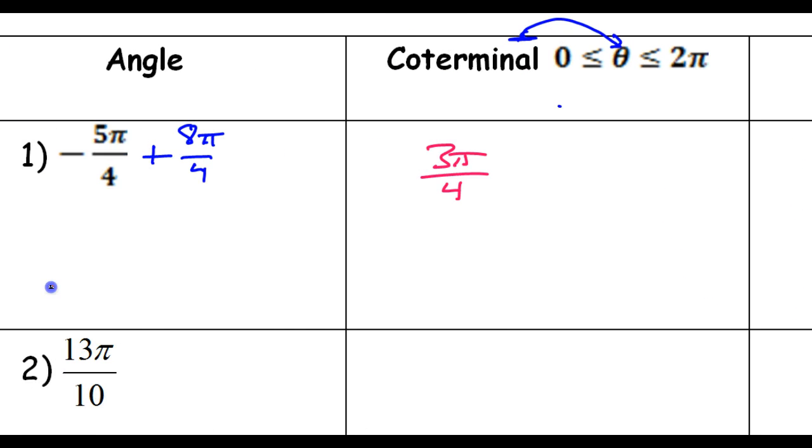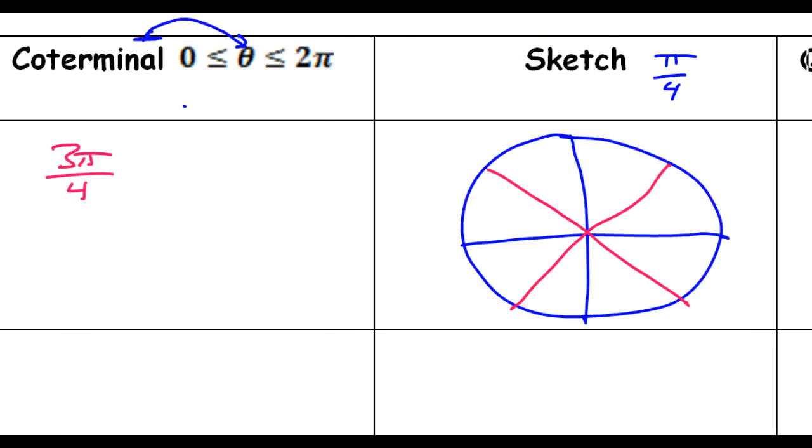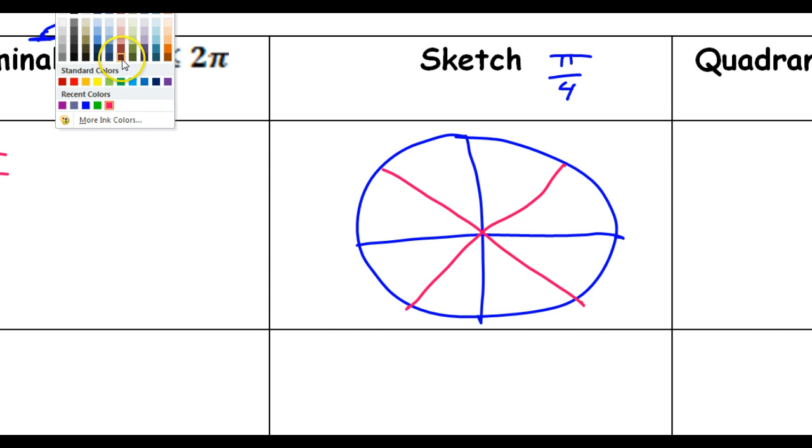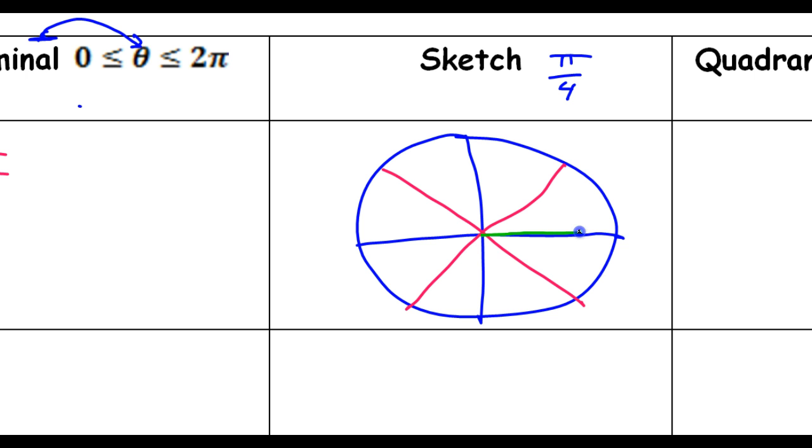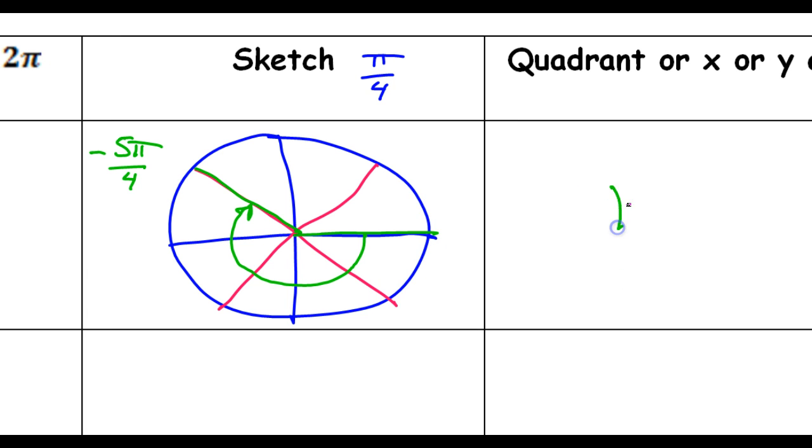So we are supposed to go negative 5 pi over 4. The negative direction is clockwise. So starting from the positive x-axis, if I go clockwise, I'm going negative pi over 4. So this is negative 1, 2, 3, 4, 5. So this would be a picture of negative 5 pi over 4. Okay, so there's my sketch. So clearly that puts me in the second quadrant. So that's quadrant 2.